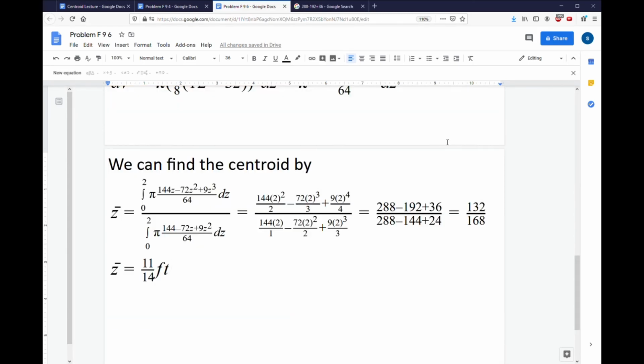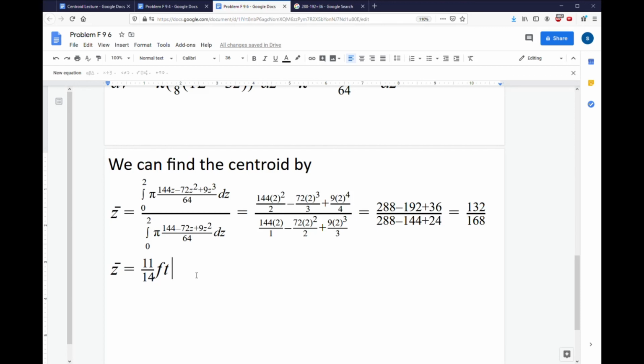Apologies for the jump. I just realized I made an arithmetic error. But plugging in the values of 0 and 2 into our bounds, we get this right here, which simplifies to these numbers. Add these together, we get 132 over 168, which simplifies to 11 over 14 feet.